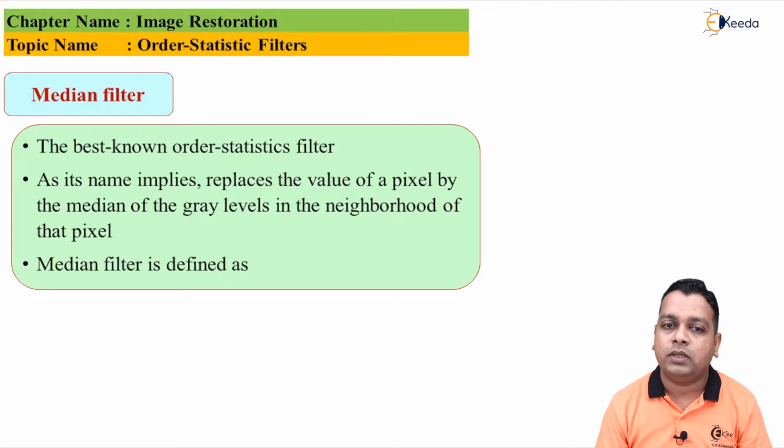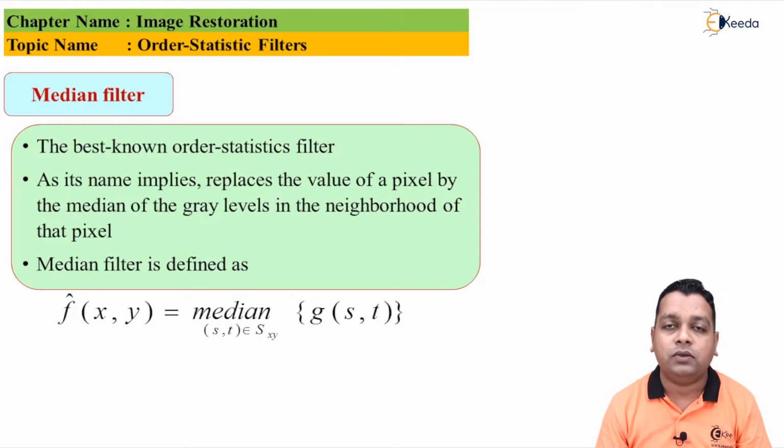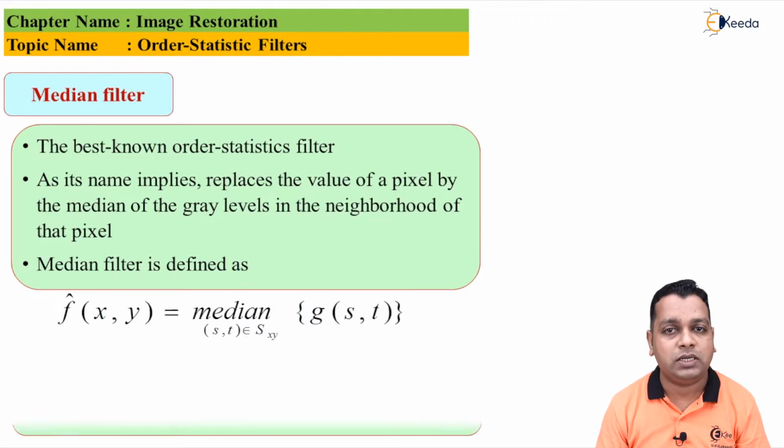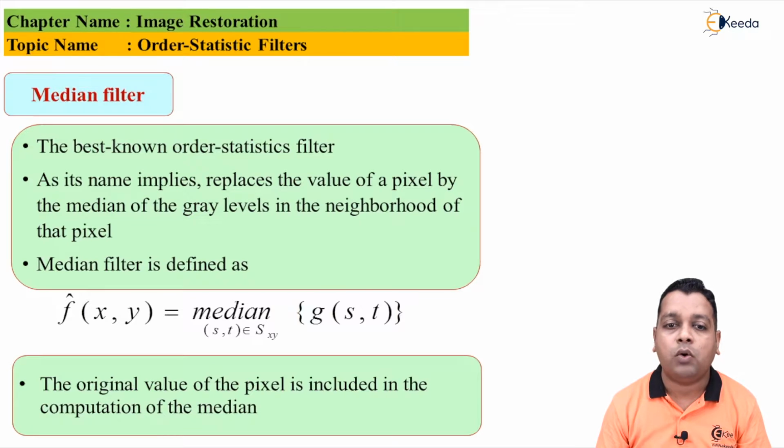Hence the median filter will be working there. So the median filter we can define with the help of the mathematical equation represented as f cap of x comma y. We need to compute based on the median where we have s comma t, the variables belonging to the local neighborhood represented as capital S suffix xy, operated over the image represented as small g of s comma t. The original value of a pixel is included in the neighborhood and it is a part of the computation while we have the median calculated here.